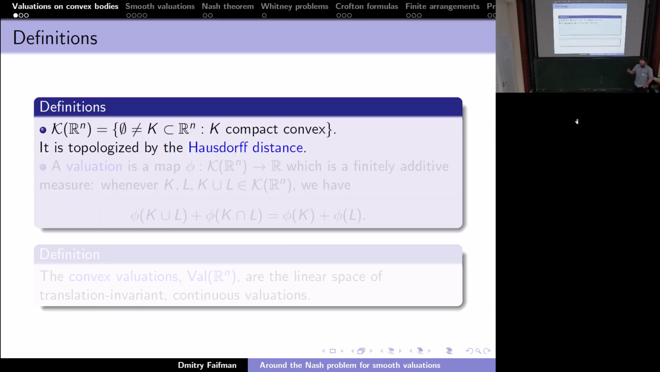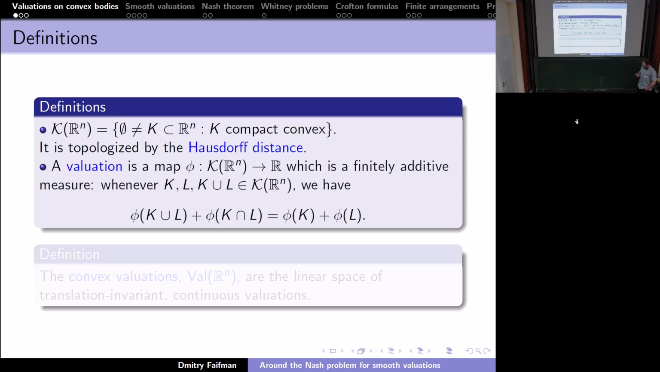Okay, so evaluations already appeared in this conference, so I'll be quick. We will be working with compact convex sets, non-empty ones. We topologize them with the Hausdorff distance. And a valuation is a map that satisfies the inclusion-exclusion principle whenever there are two convex bodies such that their union is also convex. We want this relation to hold, as you would expect from a finitely additive measure.